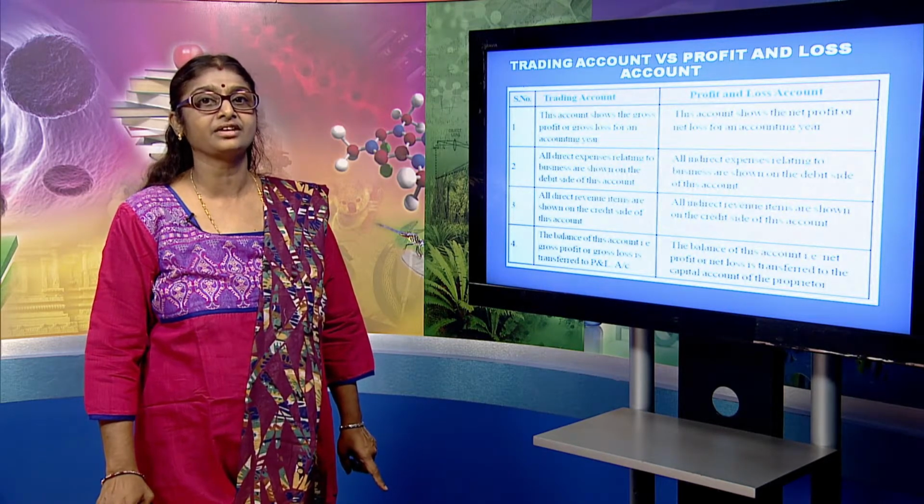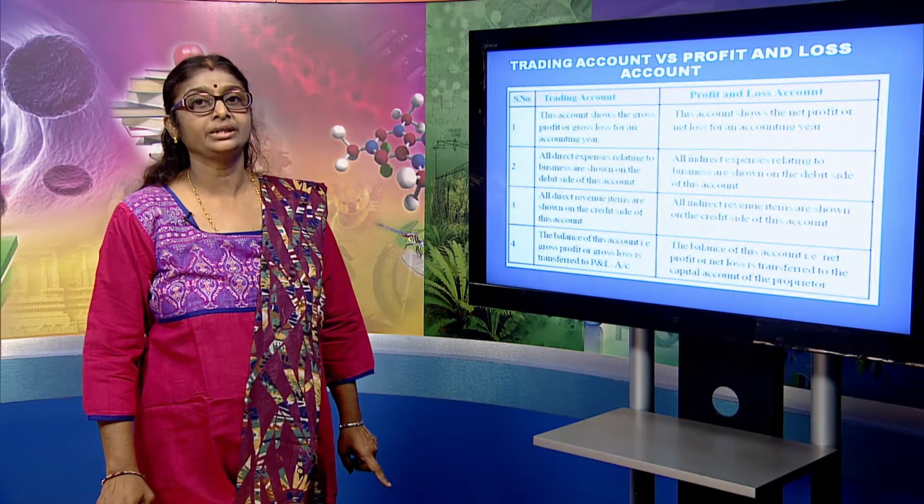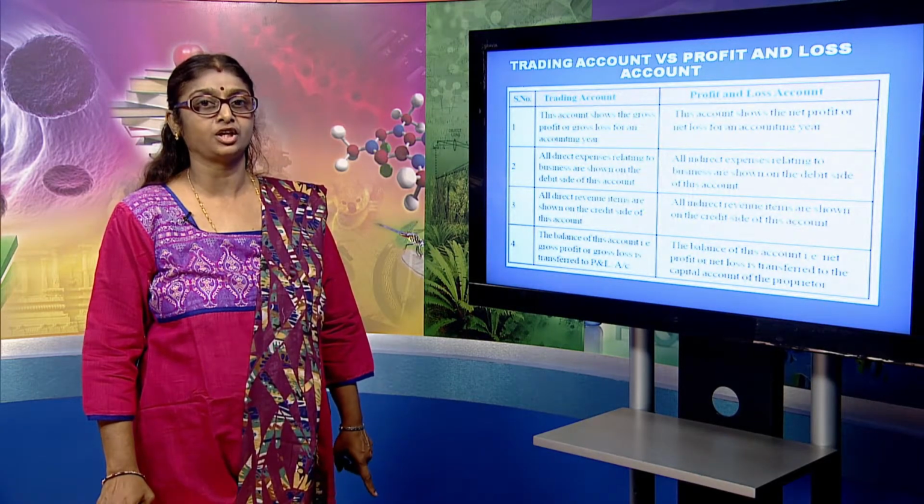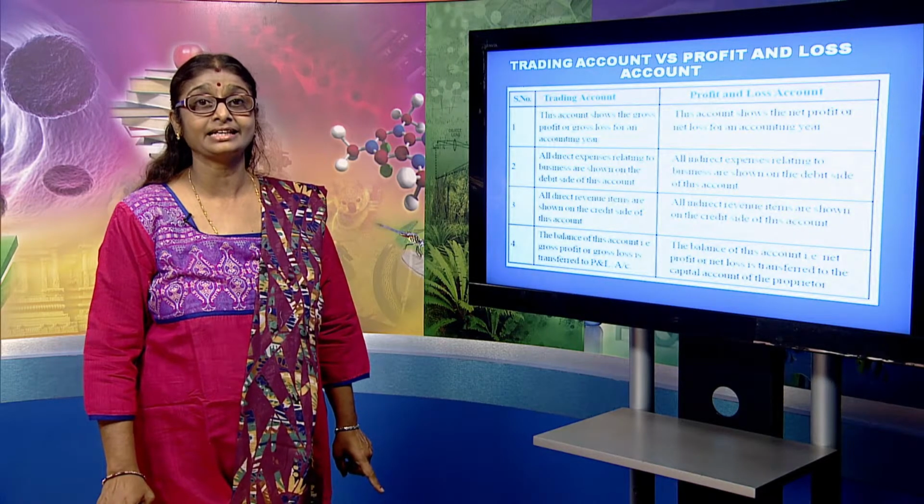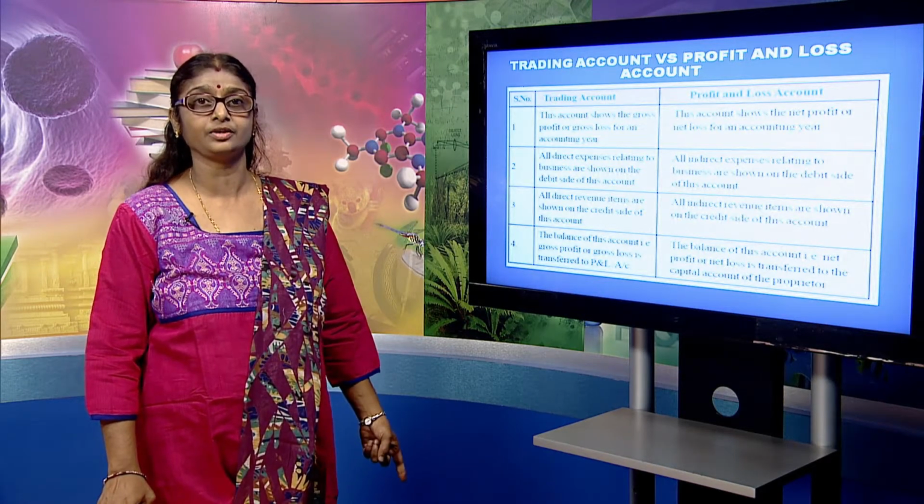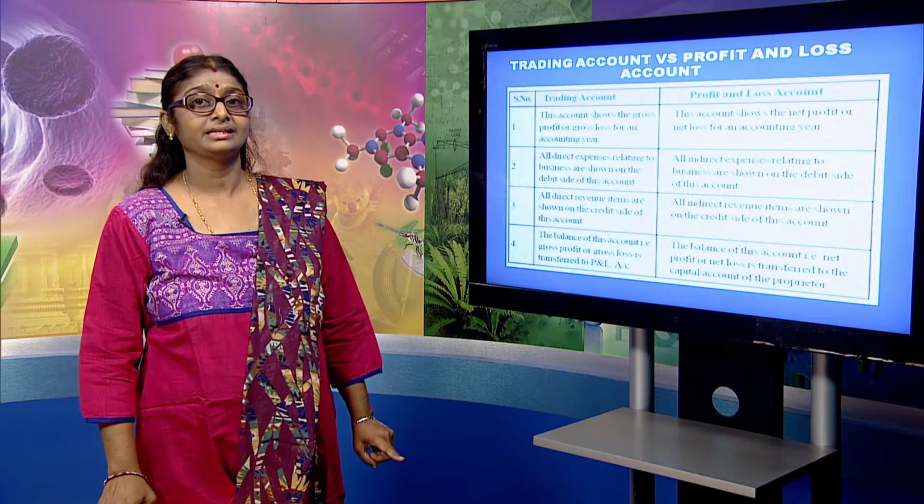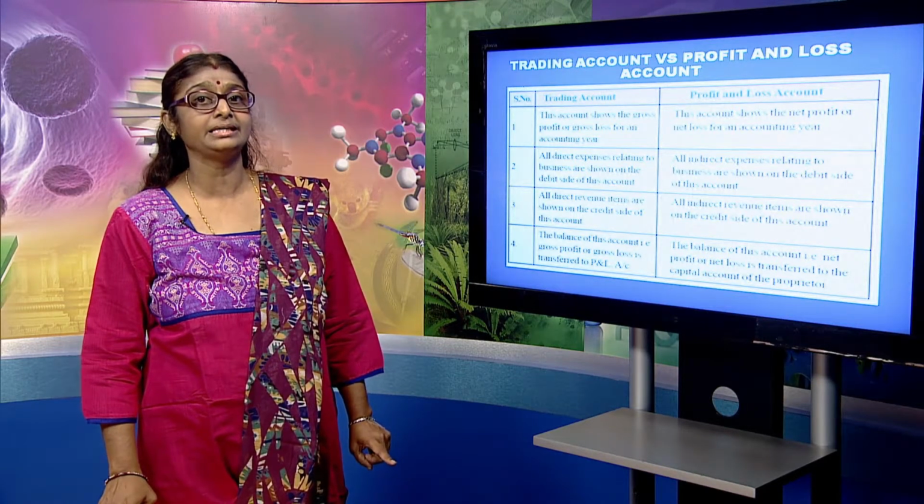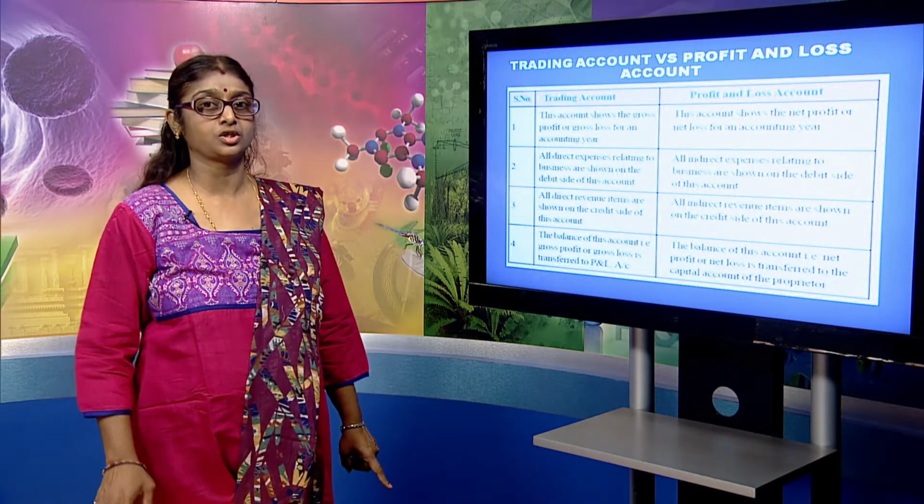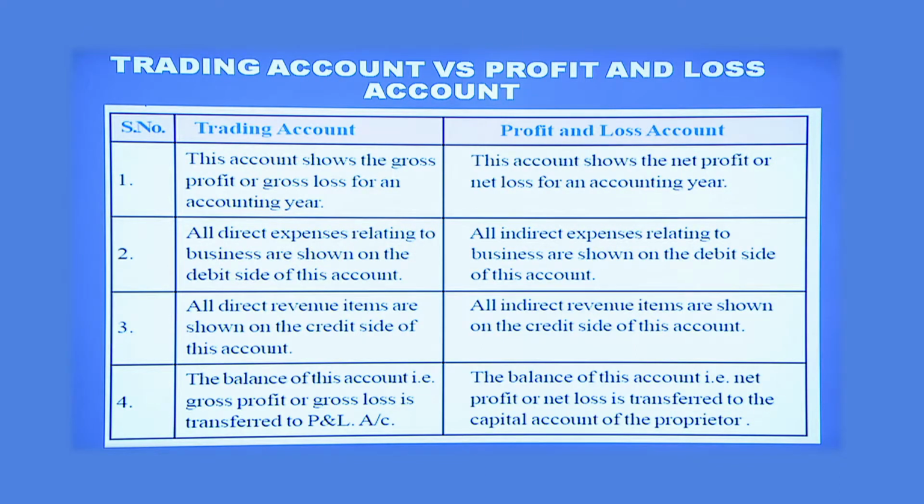All indirect revenue will come on the credit side of the profit and loss account. Similarly, direct expenses will come on the debit side of the trading account and indirect expenses on the debit side of the profit and loss account. Balance of trading account will be gross profit, which will be transferred to profit and loss account. Balance of the profit and loss account will be net profit and it will be transferred to capital account.